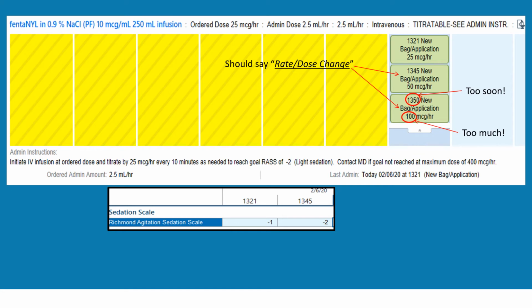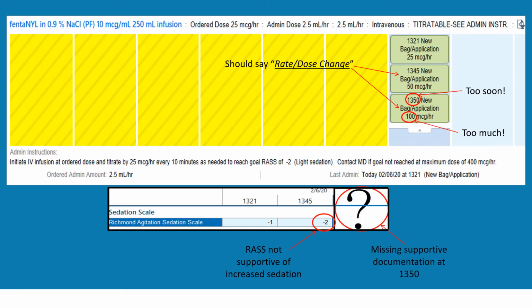Third, the medication was titrated up too high by 50 mics per hour instead of by 25 mics per hour. Fourth, the RASS score showed that up-titrating the medication was inappropriate when the patient was more sedated and at goal. Lastly, there was no supporting documentation at 1350.